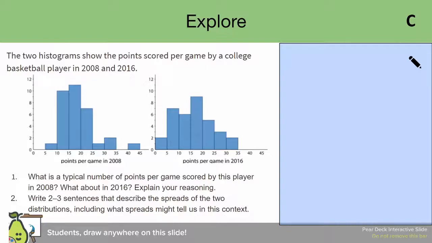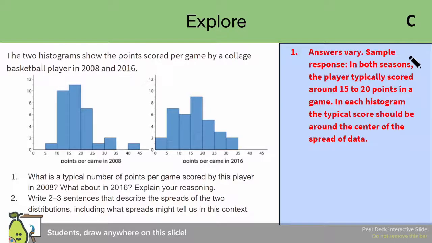All right, welcome back. Let's read number 1 together. Number 1 says, what is a typical number of points per game scored by this player in 2008? What about 2016? Explain your reasoning. Okay, so let's take a look and see what happened in 2008 and what happened in 2016. Because we are interpreting data, there's many different ways you can answer this question. So your answers could vary.